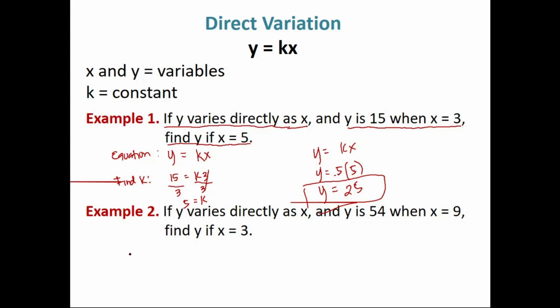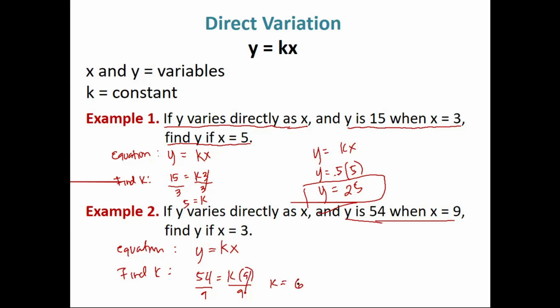Okay, let's answer example number 2. What is the equation? y varies directly as x. We have y varies directly as x. Don't forget the constant. Find k. We have for y 54 equals k, x is 9. To get the value of k, divide both sides by 9. Cancel this out, therefore, k is equal to 6.